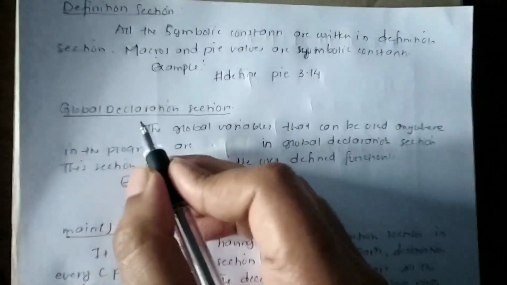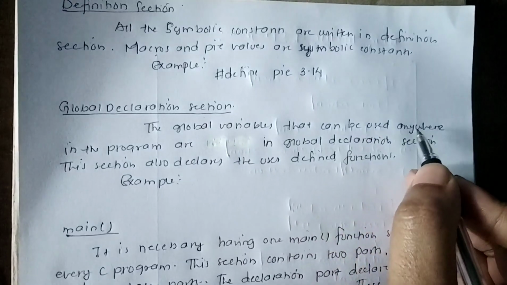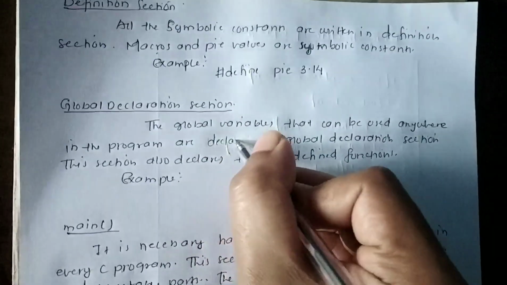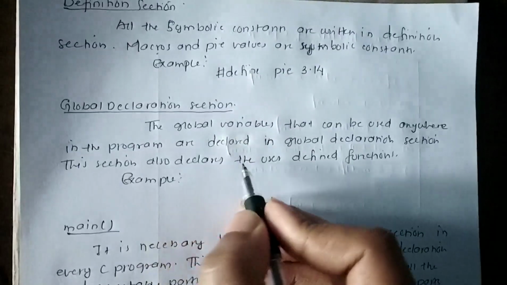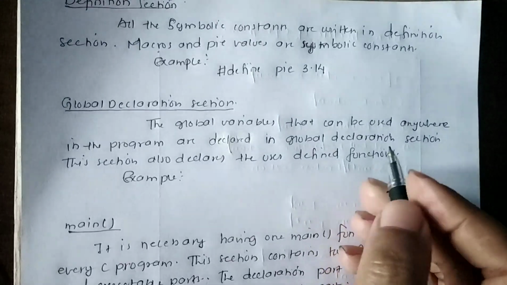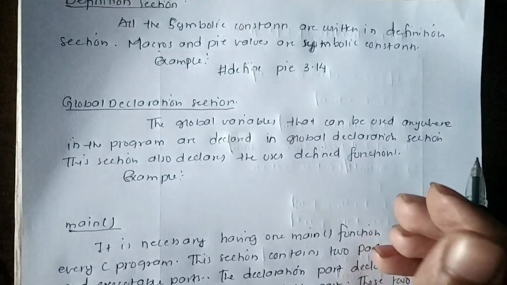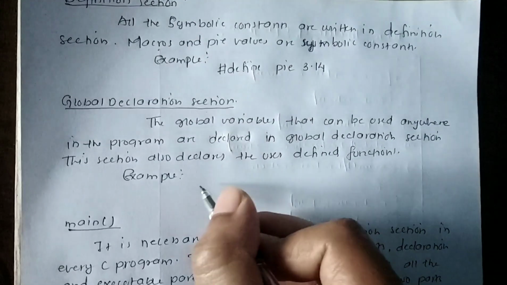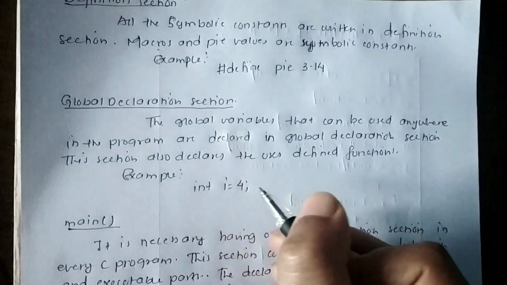Next comes the global declaration section. The global variables that are used anywhere in the program are declared in the global declaration section. This section also declares the user-defined functions. The global declaration section can be accessed from any point if we declare it. The example of the global declaration section is int i = 4.